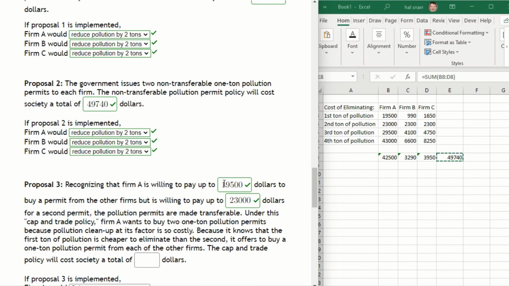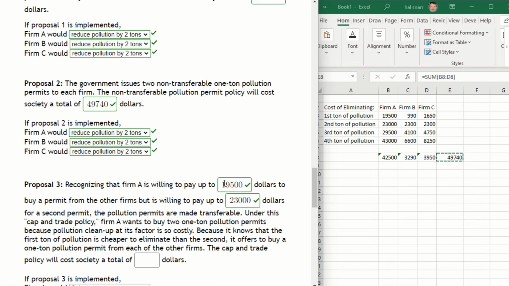So, under this cap and trade policy, firm A will buy one from firm B. Firm B is a new firm headed by young people, and I don't think they're going to sell all of their permits, but they might sell one of their permits. So firm B will sell one of its permits, and then firm C will sell one of its permits. Doing this allows them to signal to everybody that we reduced our pollution by 3 tons each.